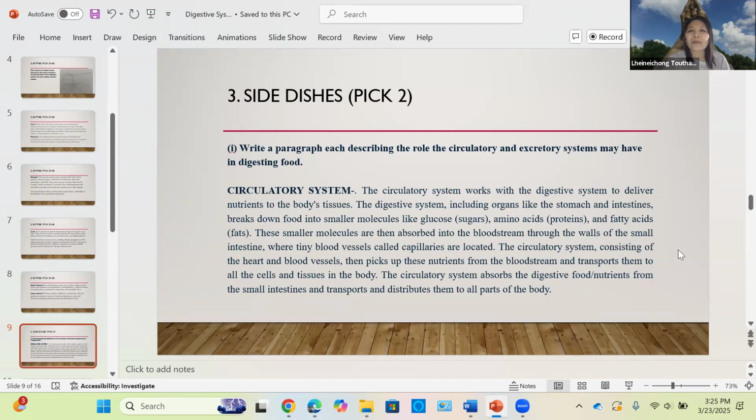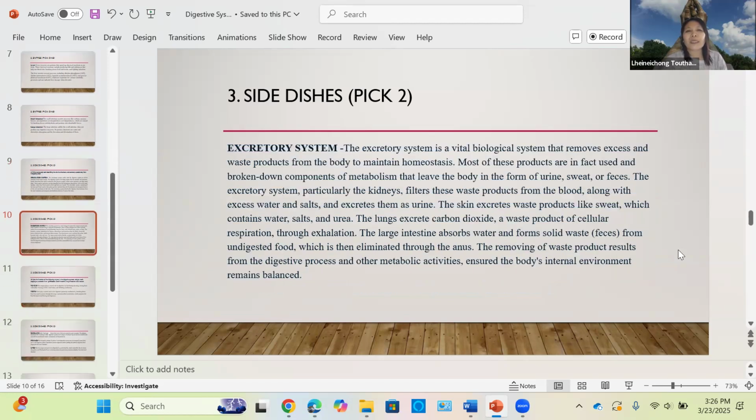The digestive system, including organs like the stomach and intestine, breaks down food into smaller molecules like glucose, amino acids, and fatty acids. And these small molecules are then absorbed into the bloodstream through the walls of the small intestine, where the tiny blood vessels called capillaries are located. The circulatory system, consisting of the heart and blood vessels, then picks up these nutrients from the bloodstream and transports them to all the cells and tissues in the body. And the circulatory system absorbs these digested food nutrients from the small intestine and distributes them to all parts of the body.